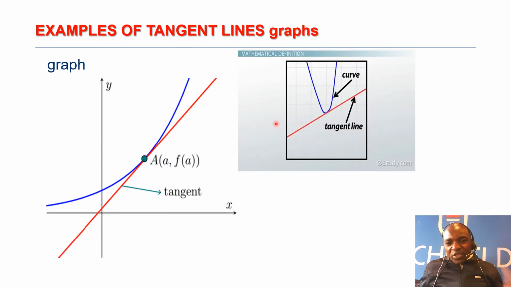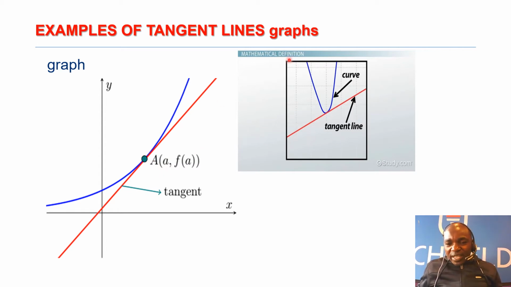Below is an example of a tangent line to a graph. If you check my first graph here, I have a curve in blue and the tangent line in red that is touching that curve at a single point. At that point you have the coordinate a, f(a), where f(a) is the value of y and a is the value of x corresponding to this point. So this is the tangent line that doesn't cross the curve but only touches it.